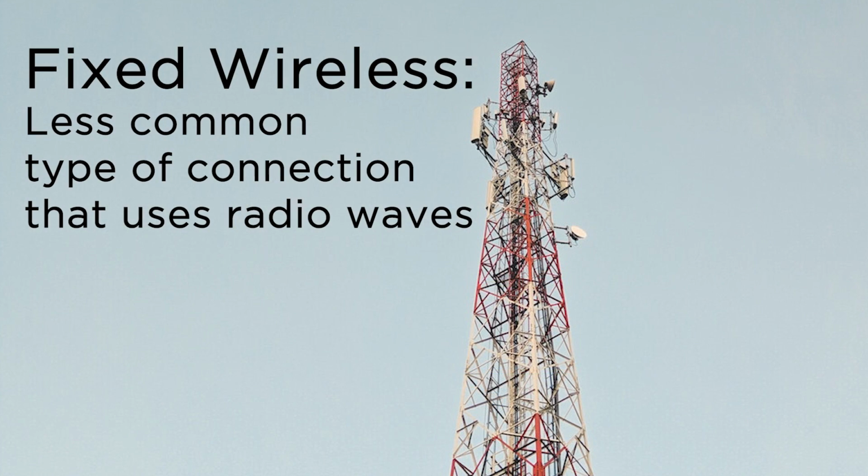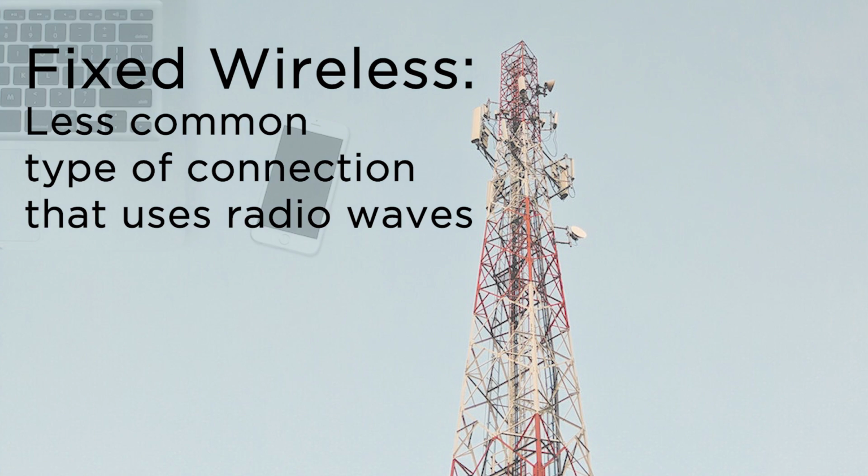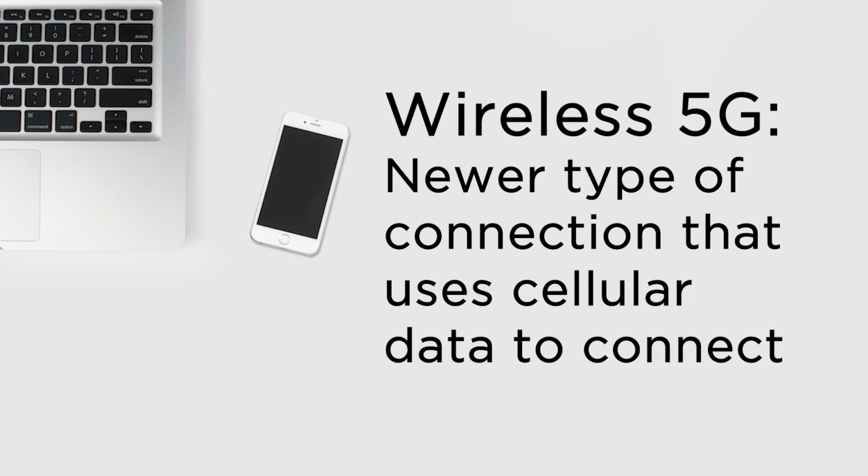Another kind of internet connection is fixed wireless. This is even less common, and this actually uses radio waves to send the internet to your home. We will see a couple of fixed wireless providers, but they are not usually very big names, and they are usually very small and local. The exception to that is a 5G wireless network. This is technically a fixed wireless network. A 5G network uses a cell phone company's cellular data to connect. Verizon and T-Mobile are offering wireless internet services right now.